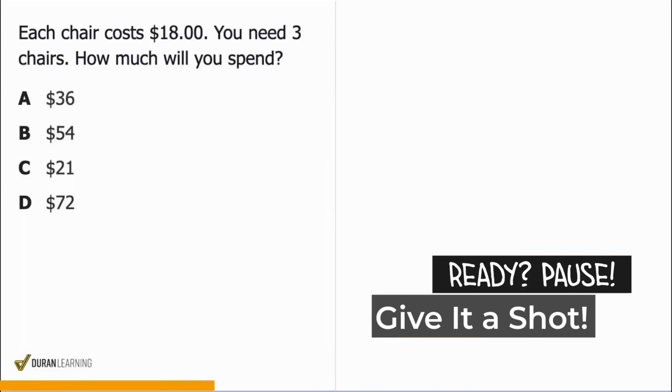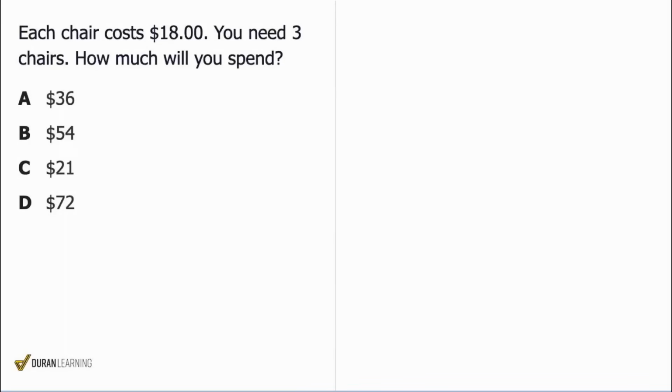All right, so let's handle this question up here where the first thing we're going to do, regardless of how easy or hard a question is, again, just to avoid getting tricked by some of the wording of these questions, we're going to start with a question sentence. How much will you spend? Nice and easy. Now, what gets me here in the first two sentences is I notice that it says each chair costs $18 and we need 3 chairs.